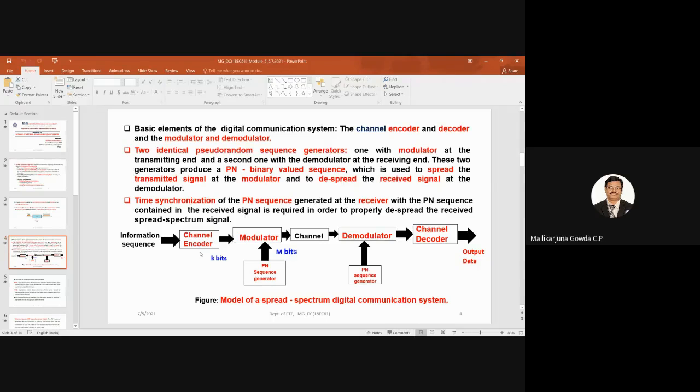Is it possible to say what are the different types of source encoding and channel encoding techniques which you have studied so far? Yes, my dear students, you have studied one semester. In one subject, you have studied all those techniques. Is it possible to just mention the names of source encoding techniques and channel encoding and decoding techniques?